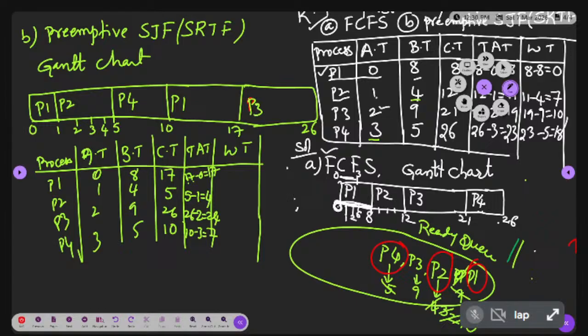Turnaround time. Total turnaround time: 17 plus 4 plus 24 plus 7 is 52, and 52 by 4 is 13. 13 is the average turnaround time. So B bit is over. We'll go for the last bit C, round robin.